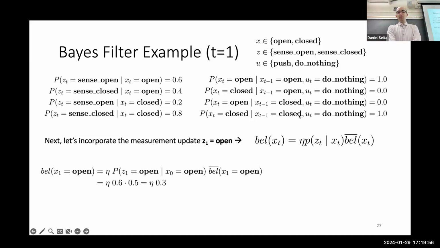So again, this thing came from the definition of the Bayes filter algorithm. You have the belief of xt is equal to some constant times the measurement probability of seeing that zt was open, given that xt is whatever it is. You have to consider both possibilities because we have a probability distribution. And then you also multiply the belief before you take into account the measurement.